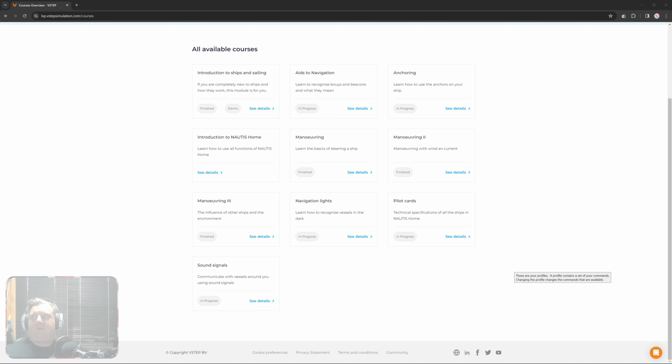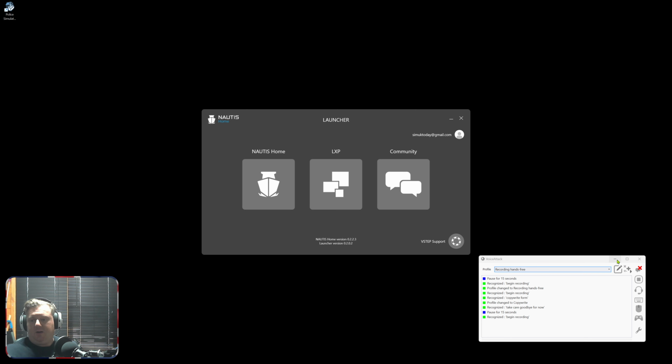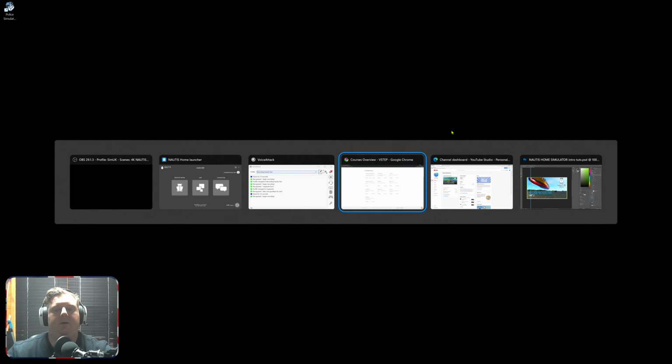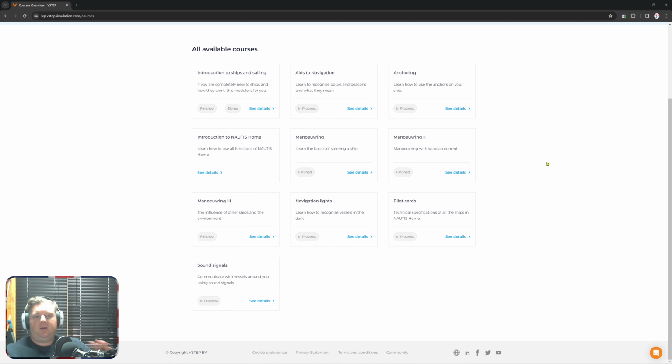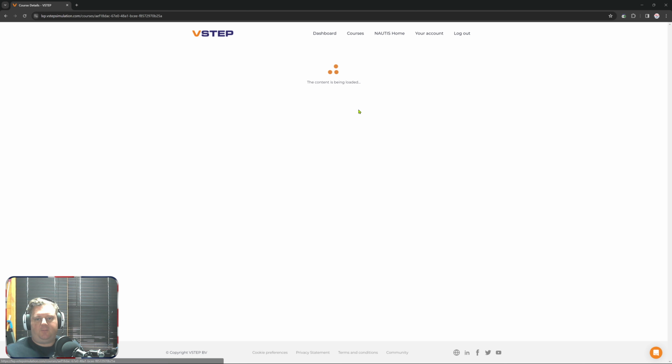Today we are going to be taking a look at some tutorials which don't currently have any practical exams or tutorials available in NAUTIS Home Ship Sim. Let me just get rid of this and this, and then go back to this. Right, so there's a couple here that we haven't done yet. This is the first one, Aids to Navigation. So let's see the details.